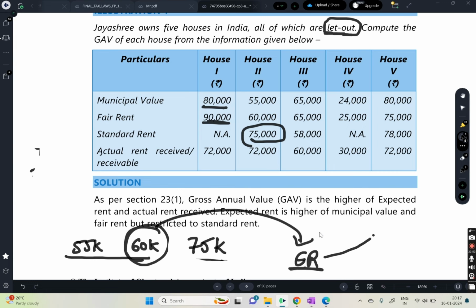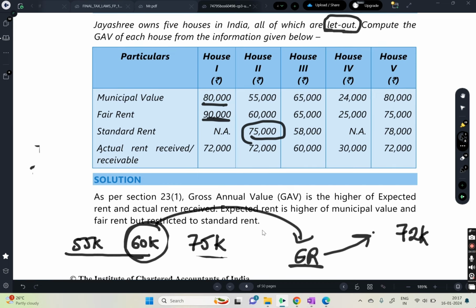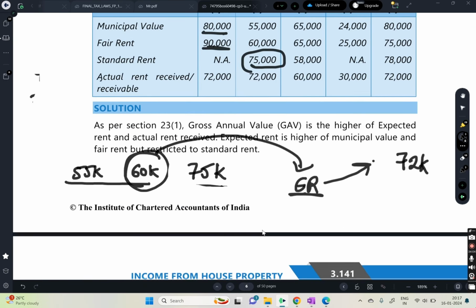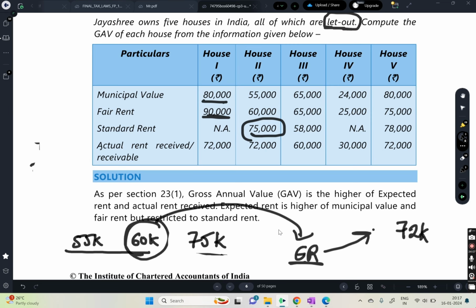So this expected rent, compare with the actual rent, which is 72,000. Then whichever is higher, we get the answer. Next one. Now who do we have?